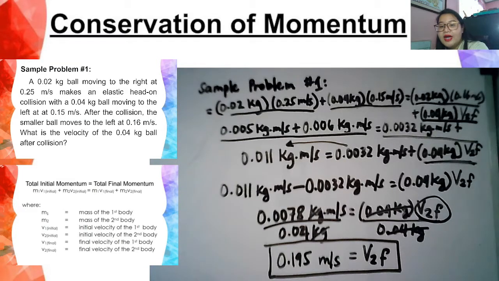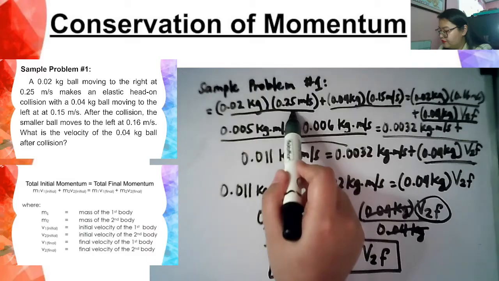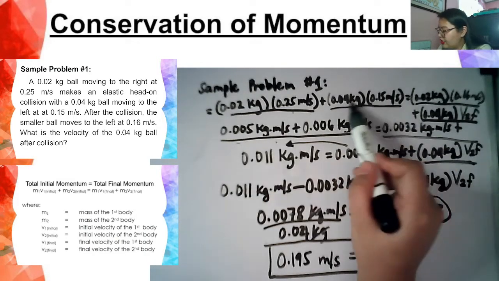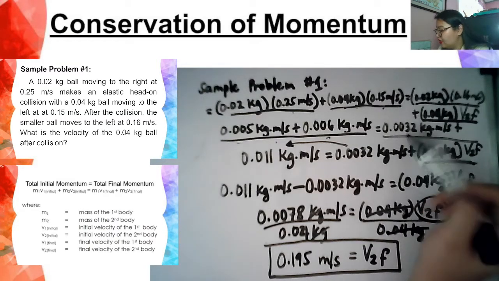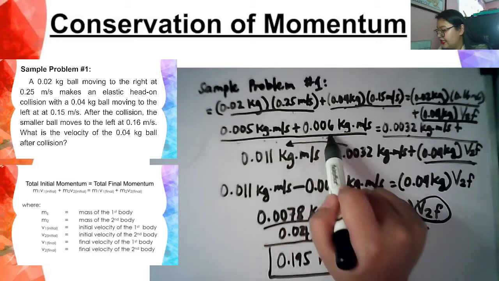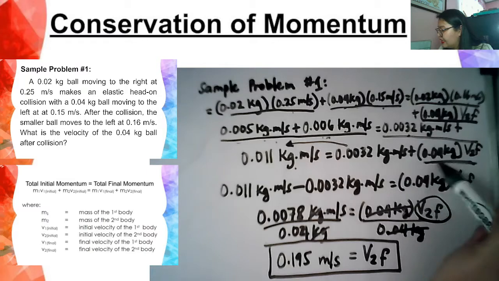Kung mapapansin ninyo, mahaba talaga yung pagsusulat sa solution for conservation of momentum. Okay? After ninyong ma-identify lahat ng kailangan sa formula, kailangan nyo muna part by part na sagutan. So, katulad nito, balikan natin. Ito, minultiply natin to get this one. Tapos, ito ulit, multiply, para ito naman yung sagot. Tapos, ito ulit, multiply. Once na multiply nyo na itong dalawa, in-add natin to get 0.011. Tapos, ito, kinopya lang natin.